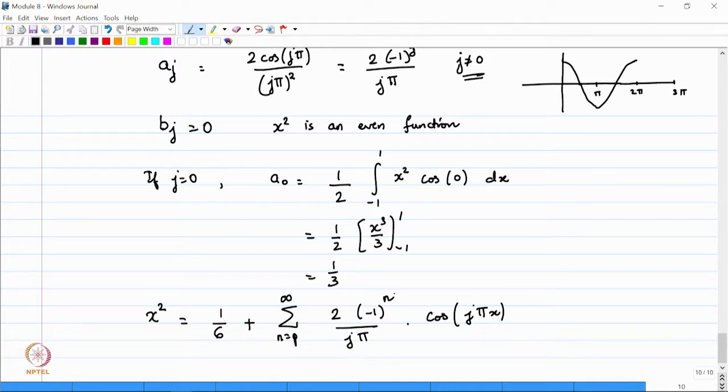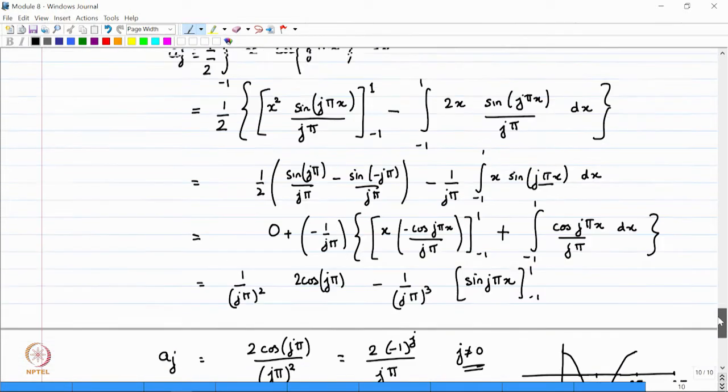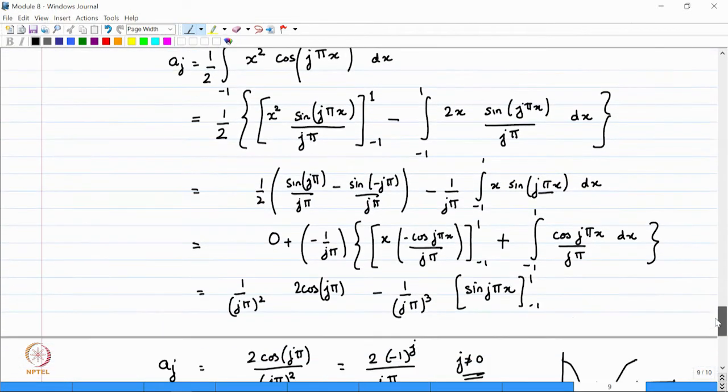N, and replace j by n. Okay. So, this is the expansion of x square. What you did was write x square as a sum of periodic functions. Again, we wrote x square from minus 1 to 1.